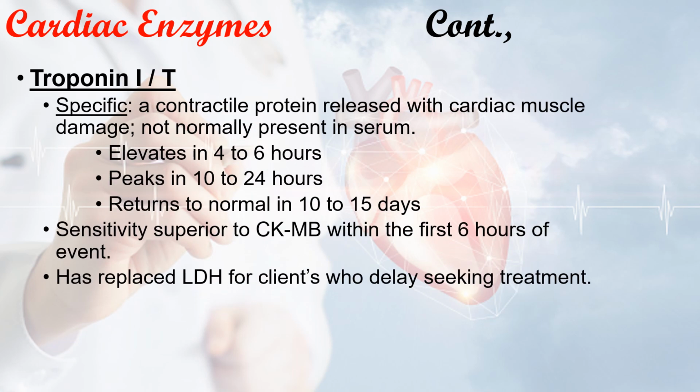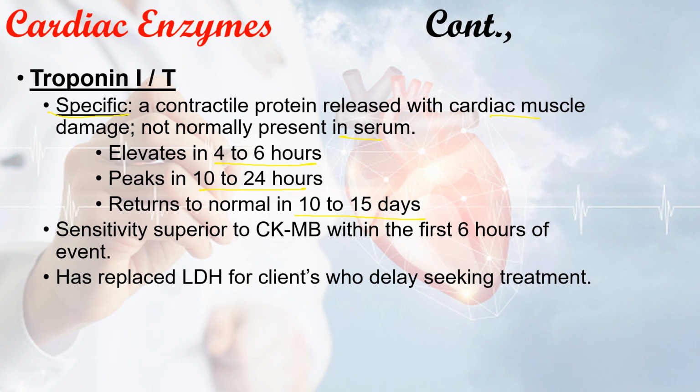Next one is troponin I or troponin T. This is the most reliable one. Similarly, it is a specific cardiac marker. It is a contractile protein released with cardiac muscle damage, not normally present in serum. The time duration is that it elevates in 4 to 6 hours, reaches the peak level in 10 to 24 hours and returns to normal in 10 to 15 days.